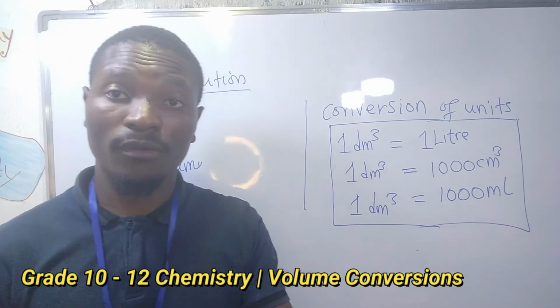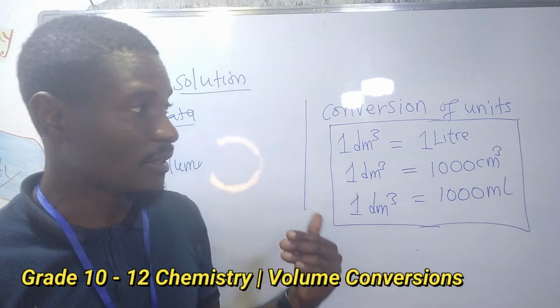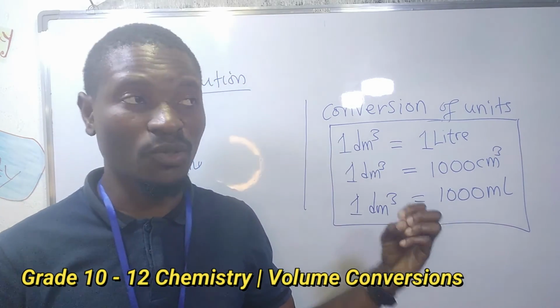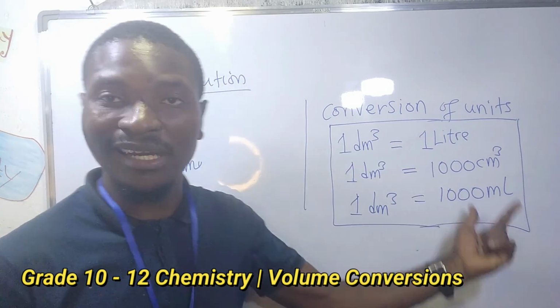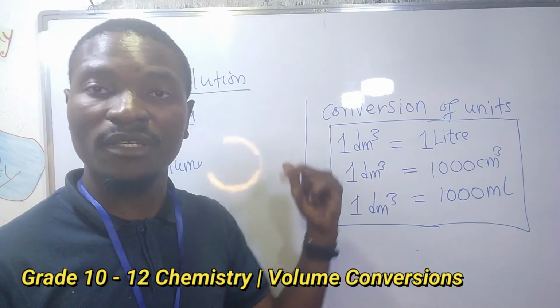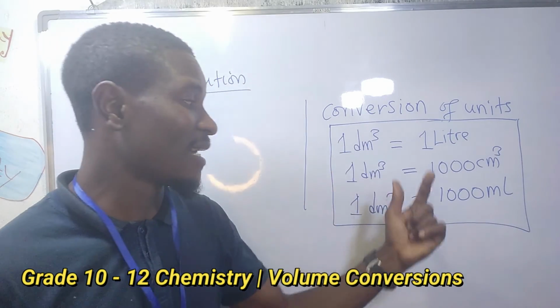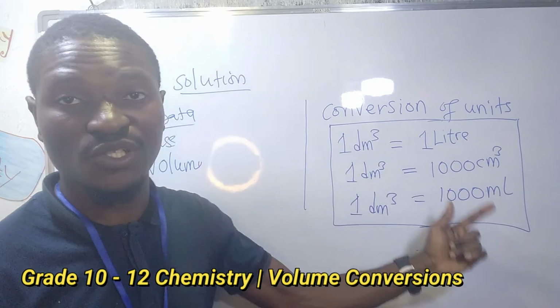Okay, so I want you to understand that you have to be careful. This is a simple thing. So 1 cubic decimeter equals 1 liter. 1 cubic decimeter equals 1,000 cubic centimeters.